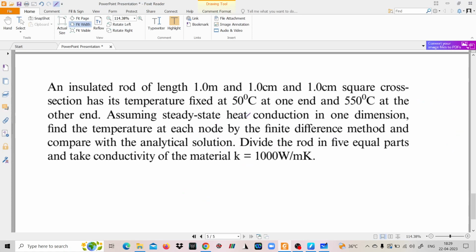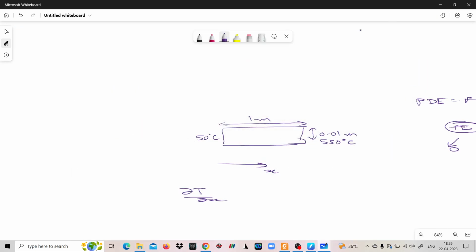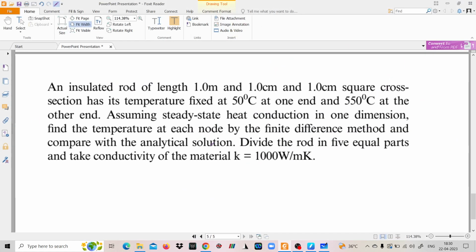Assuming steady state heat conduction in one dimension. So if it is steady state heat conduction, the heat conduction equation is del T by del t equals alpha del 2T by del x square, where T is the temperature. Okay, so if it is steady state, then what does it mean? This part is 0, so del 2T by del x square is equal to 0. And why have I written only one along x? Because it is one dimension in the question.